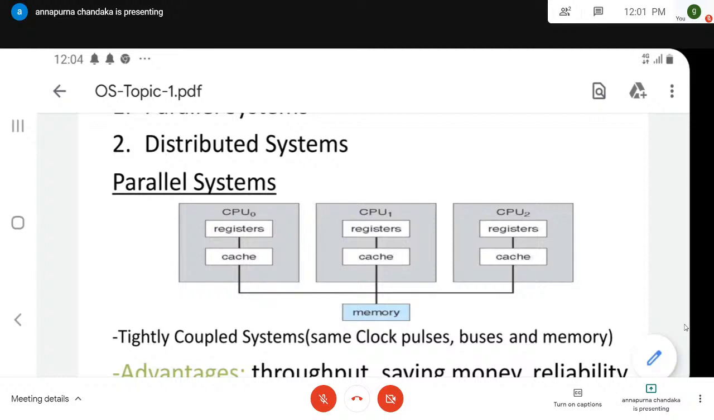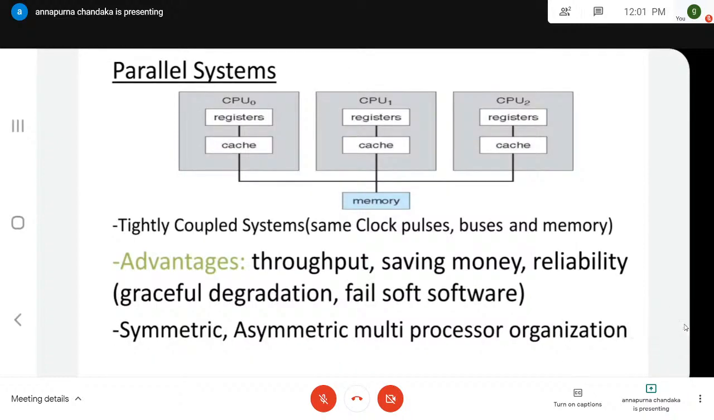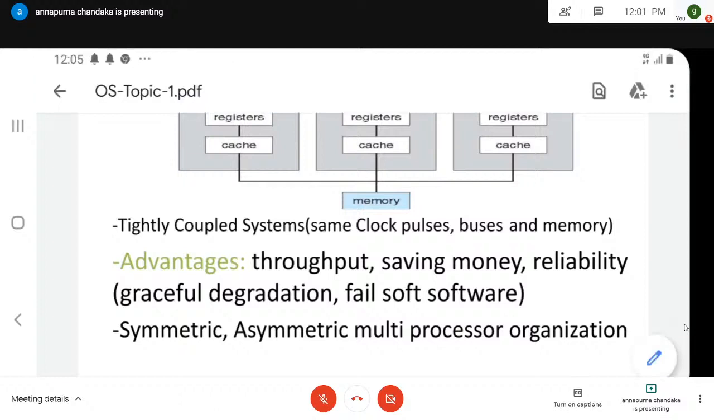Now we're going to enter into the first topic of discussion, parallel system technology. What is parallel system technology? More than one CPU can simultaneously reside on the same machine. They are close to communicate. If they're using the same clock pulses, same buses, same memory, then it is called parallel systems, which is also known as tightly coupled systems.